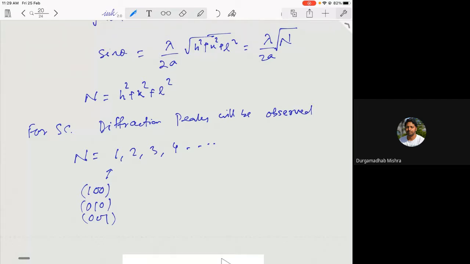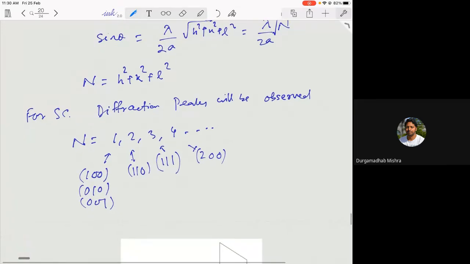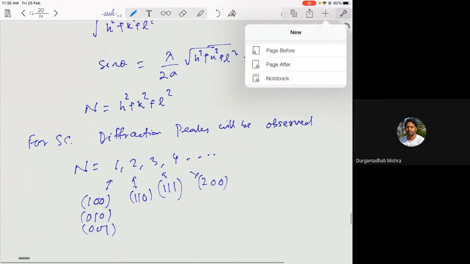Then 2 would be 110. This is the HKL plane which will satisfy n equal to 2 and also contribute to a diffraction peak. So 3 would be 111, and 4 would be 200, and so on. So all these lattice planes will produce a diffraction.